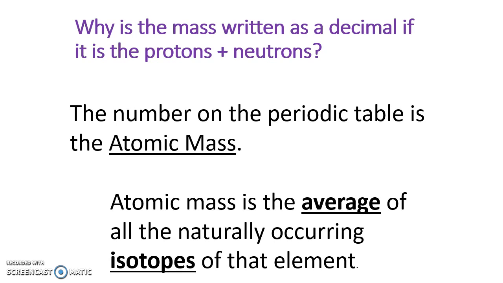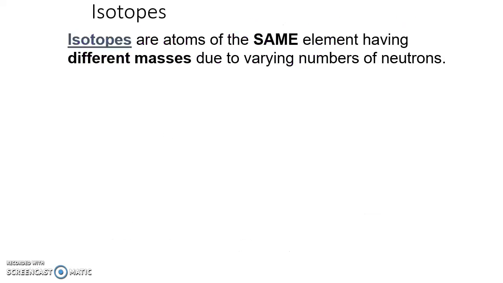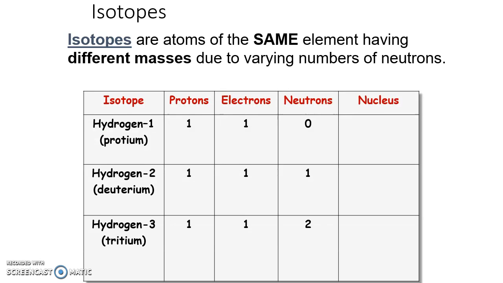Okay, so this is what I was alluding to before. It says, why is the mass written as a decimal if it's the protons plus the neutrons? The number on our periodic table is the atomic mass, and that is the average of all of the naturally occurring isotopes of that element. So what is an isotope? Isotopes are atoms of the same element that have different masses because they have different numbers of neutrons. So you can actually have two atoms of the same element that have different amounts of neutrons. And that is what creates these isotopes, because it gives them a different mass. So here's an example.